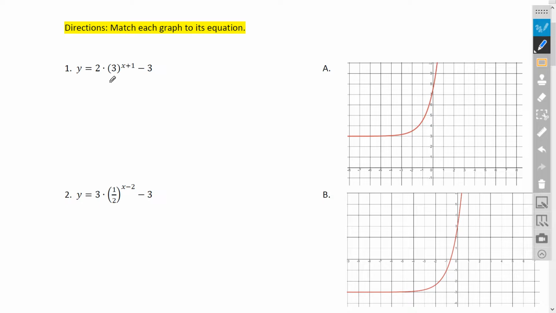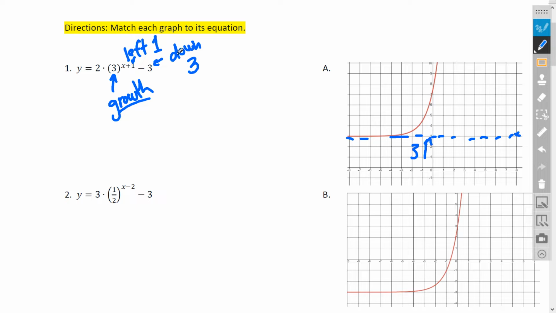Okay, so if we look at number 1, the b value here is 3, which is larger than 1, so this tells us that this is a growth graph. Okay? The plus 1 up top tells us that the graph has been shifted to the left 1 unit. And this minus 3 down here tells us the graph has been shifted down 3 units. So we're going to be looking for a graph where the asymptote has been shifted down 3 units and that it's a growth graph. Okay, so if we look at letter A, the asymptote's actually up here at 3 instead of 0. This is a shift up by 3 units. Okay, so that's clearly not going to work.